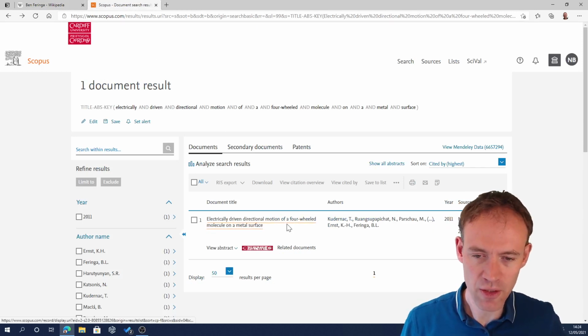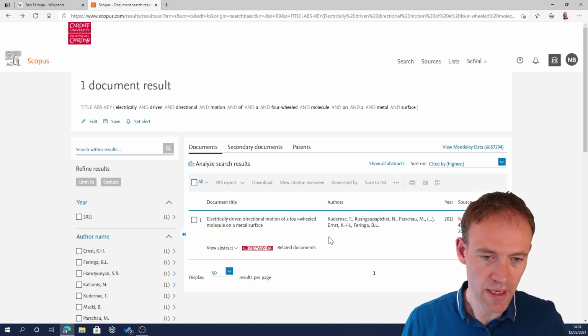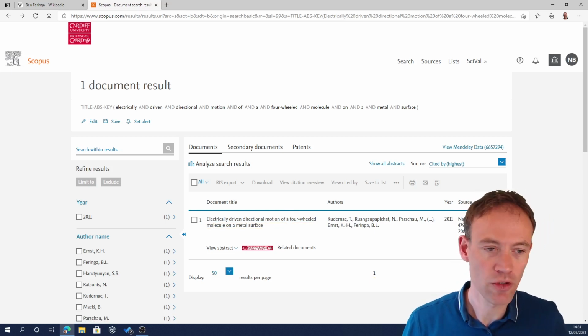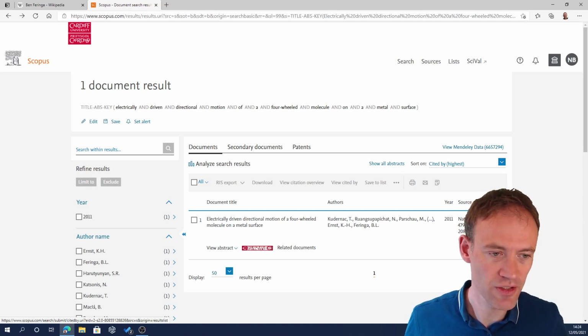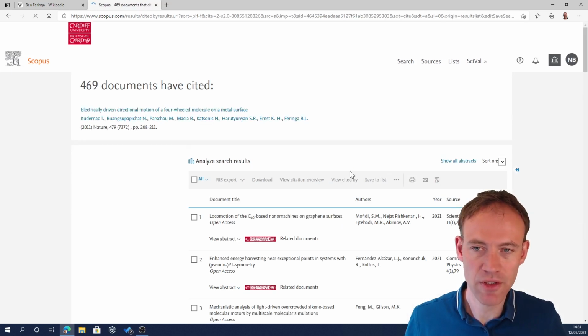So this is the outcome of a search on Scopus for this particular paper, and the key thing that I'm now going to look at is: is this the right paper? Yes, it is the right paper, but the key thing that I'm now going to look at is the cited by column over here. And in the cited by column you can see that this paper has been cited 469 times since 2011.